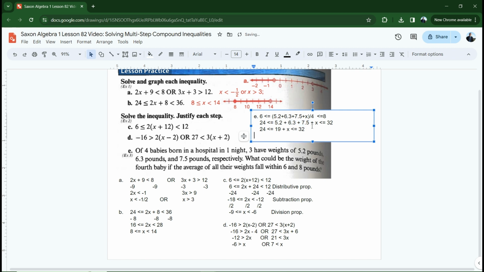Now I can subtract that 19 from all sides of the equation. 24 minus 19 is 5, which is less than or equal to 19 plus x minus 19 is just x, which is less than or equal to 32 minus 19 is 13. So that means that the baby's weight had to be between 5 and 13 pounds for the average of all 4 of these babies to have their average weight fall between 6 and 8 pounds. So between 5 and 13 pounds is the answer for letter E.